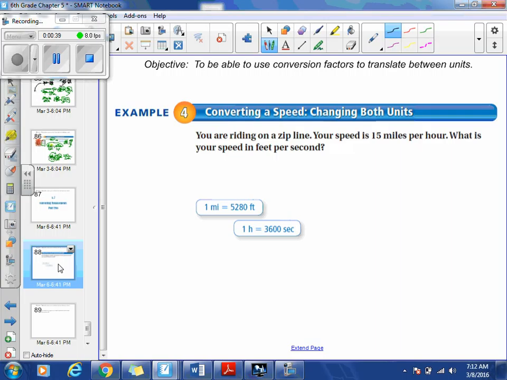Your speed is 15 miles per hour. So here's a rate, I see it. I'm just going to start by writing that down. 15 miles per 1 hour. What is your speed in feet per second?